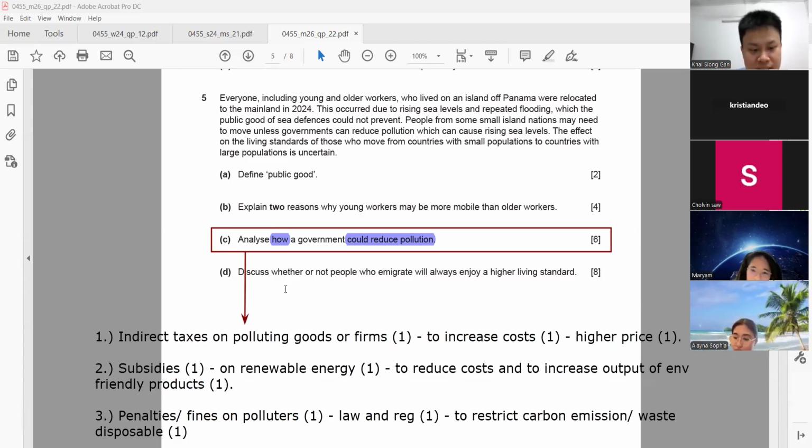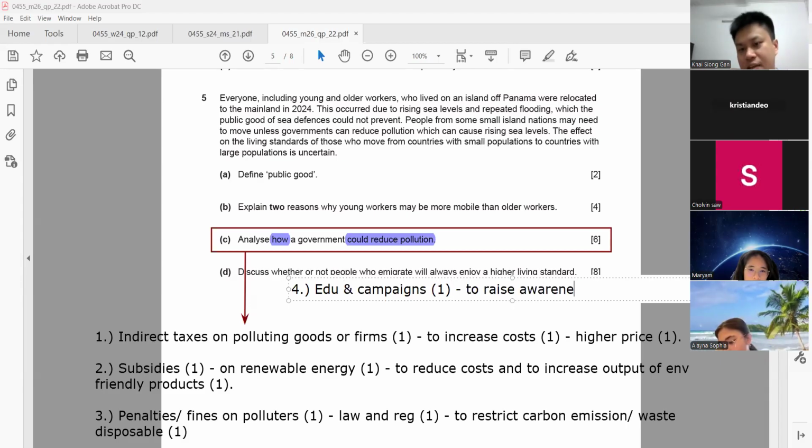Now, if you want to have more answers as part of learning, I can give you some. For example, you can talk about education and campaigns, right? Because you talk about how a government can reduce pollution. So talk about education and campaigns, okay? Education and campaigns, like for what? Whenever you talk about education and campaigns, you talk about to raise awareness. Okay, all these are the keywords that you can use again and again for tomorrow's exam. To raise awareness, okay? Awareness of what?